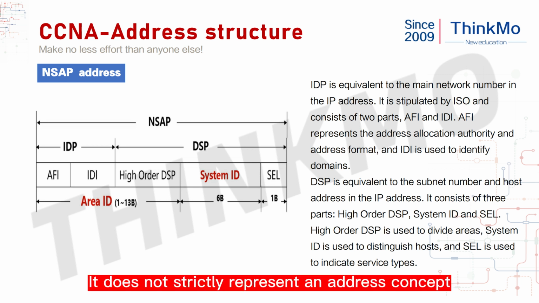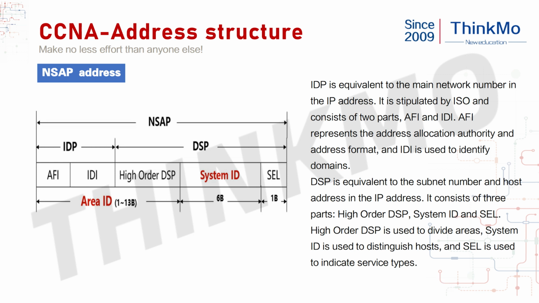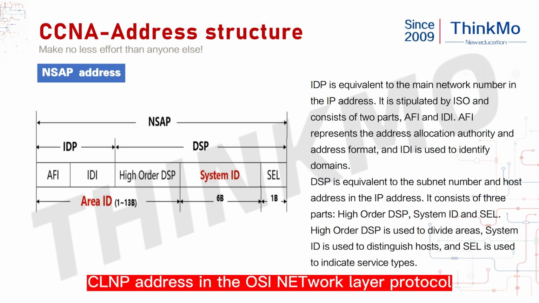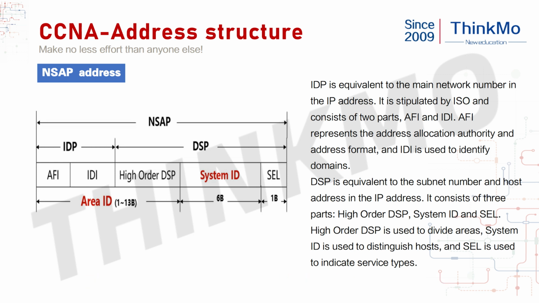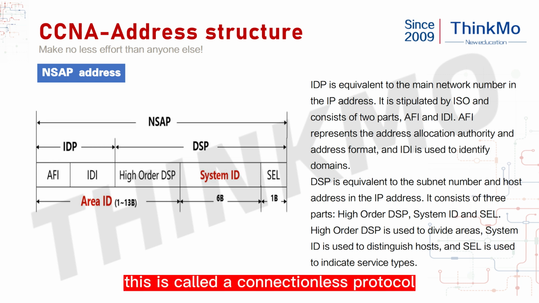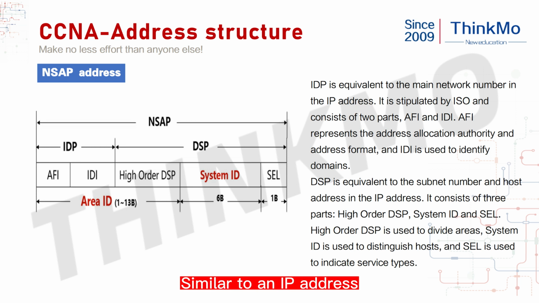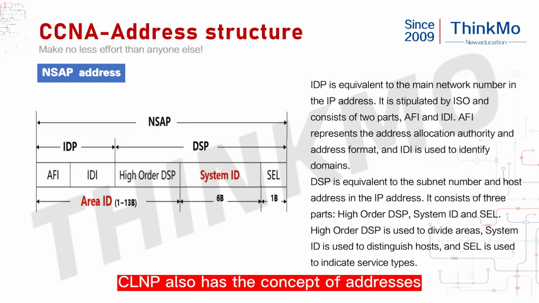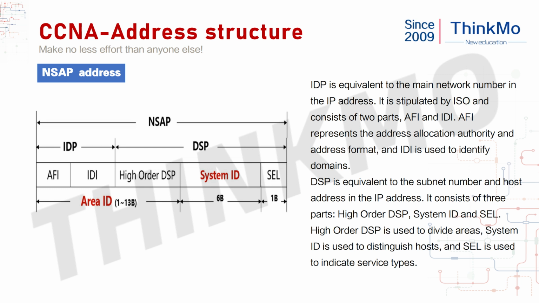It does not strictly represent an address concept. It is the CLNP address in the OSI Network Layer Protocol. We talked about that earlier. This is called a connectionless protocol. Similar to an IP address. IP protocols have IP addresses. CLNP also has the concept of addresses. It's just that when OSI defined it, they called it the address of the NSAP.